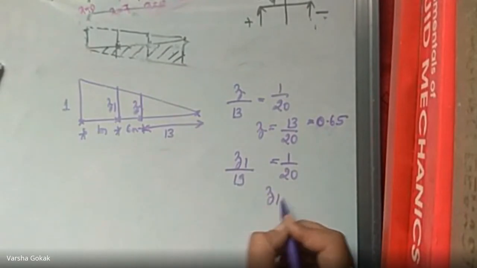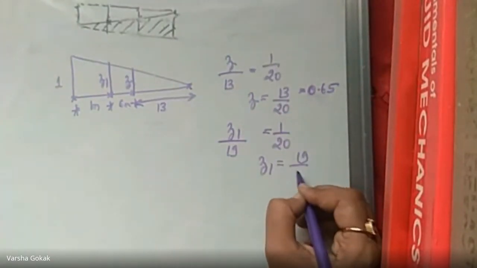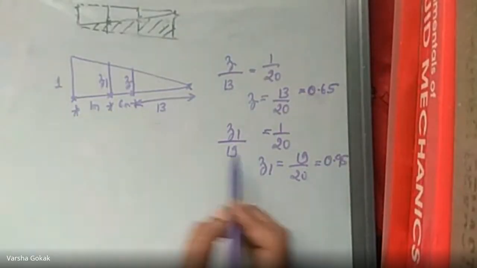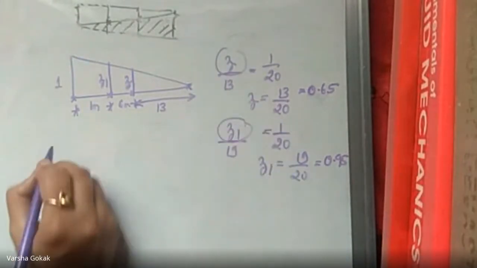So what is the value of Z1? 19 divided by 20, 0.95. Okay, so these are your new Z and Z1 values.